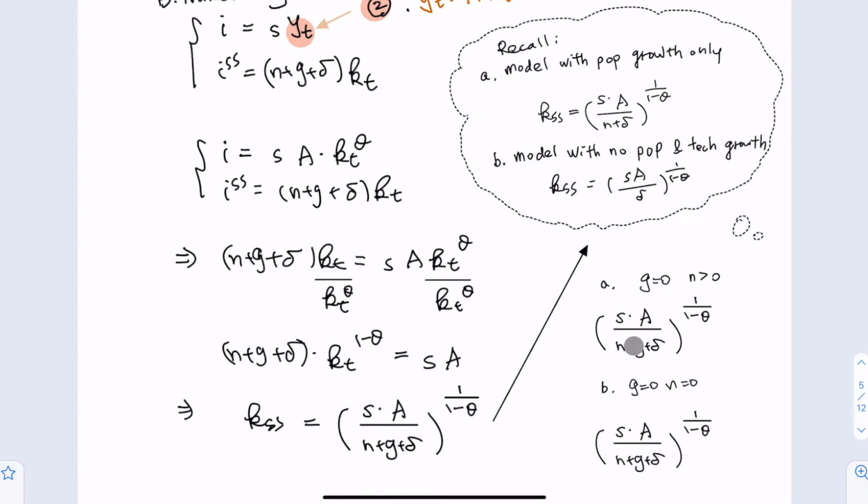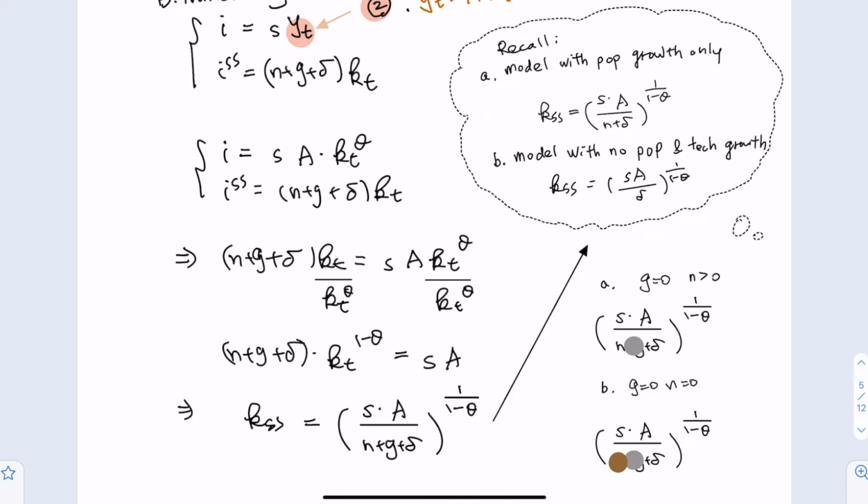So then let's take a look at the result we got for the model with technological growth and population growth. We know that once we cross out the n and g, we are going to get the result exactly the same as before. So this is how we come up with the steady state for the Solow model with population growth and technological growth. So you will clearly see that the logic for coming up with the steady state under this new version of the model is exactly the same as the logic we used before.